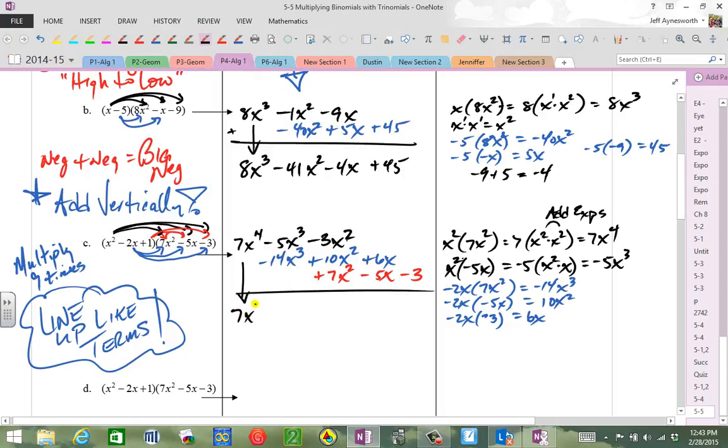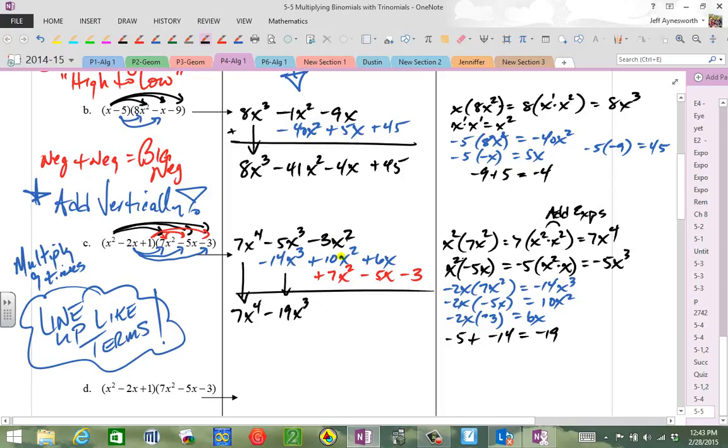So we get 7x to the 4th. Okay, and then right here, you get cubes with cubes, right? A negative plus a negative is a bigger negative, as I said right up here. So negative 5 plus negative 14 is a negative 19. Negative 5 plus negative 14 equals negative 19, a bigger negative. So this gives me right here a minus 19x cubed.